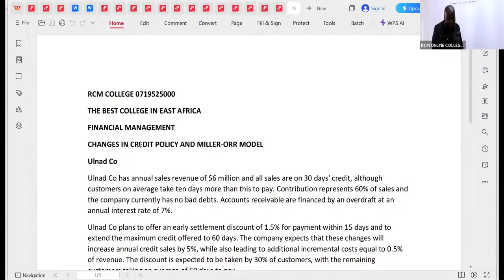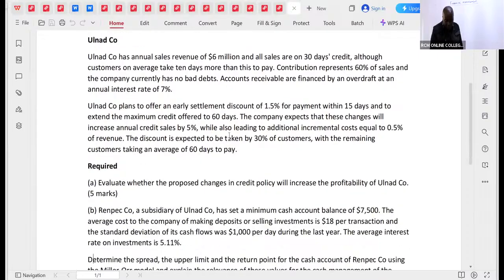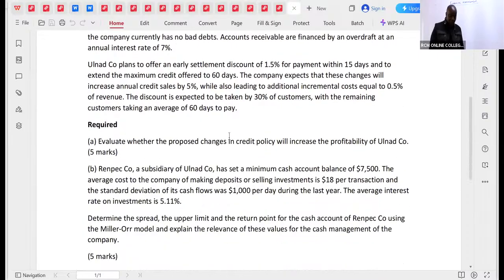And we are looking at changes in credit policy and the Miller-ORR model. I will start with the Miller-ORR model, which is in part B of this question I'm sharing here. For 5 marks, part B, they are telling us Renpec company, a subsidiary of Ulnad company, has set a minimum cash balance of 7,500.